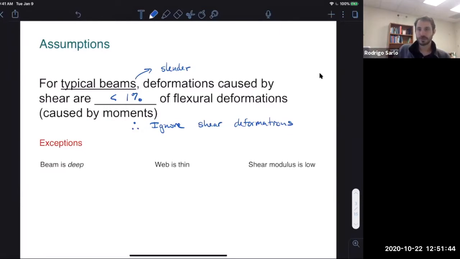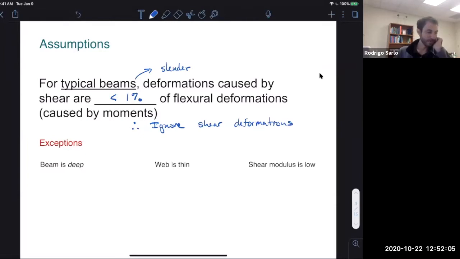So one exception is when the beam is deep. Does anybody know what a deep beam is, or what I mean when I say a deep beam? It's like really far underwater, right? Okay, Jeff's saying long web. Okay, good. Yeah, pretty much.